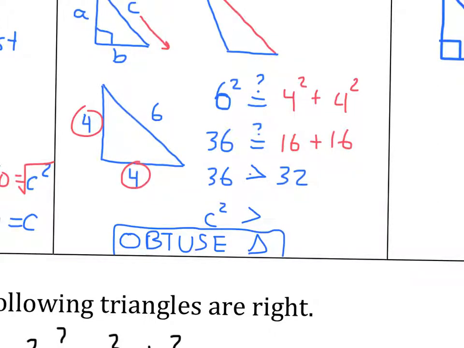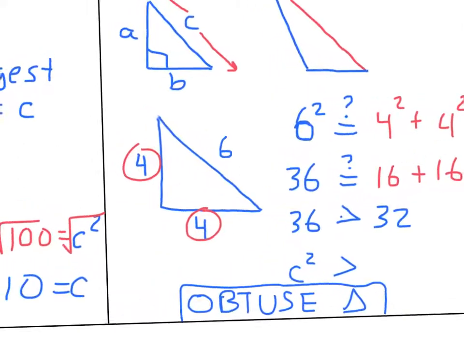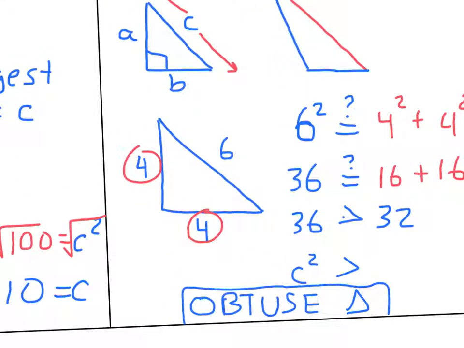Now, how do I even know this is a triangle? I forgot to do that double check. Well, notice here that 4 plus 4 is 8. It's bigger than 6. So therefore, we know it is a triangle. It can form a triangle.